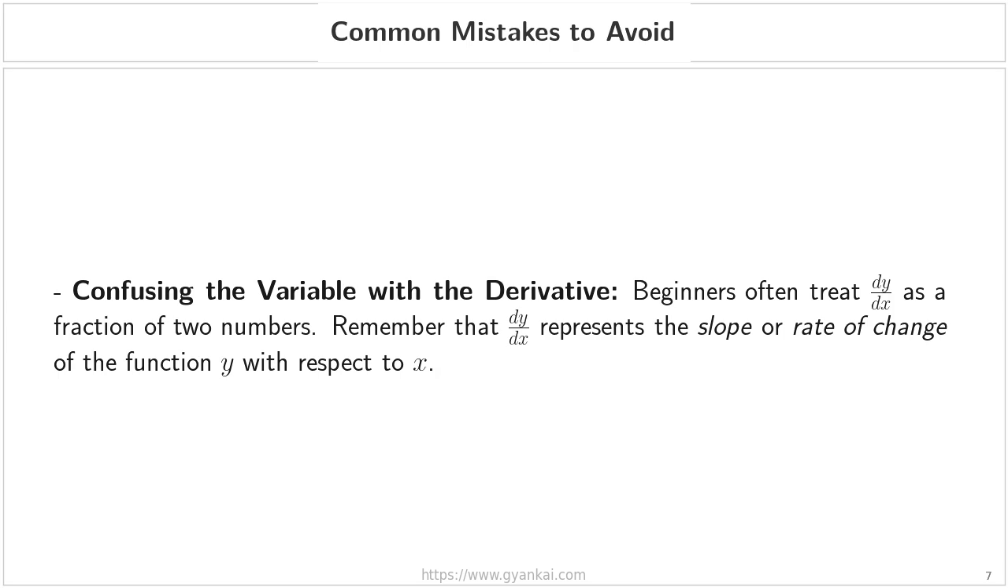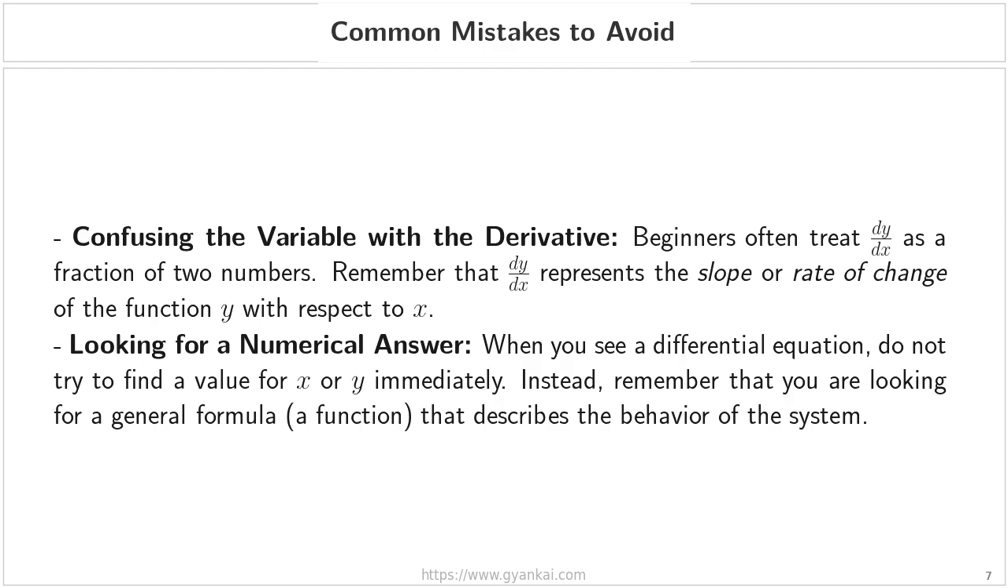Second, try to avoid the habit of looking for a numerical answer. In our earlier slides, we looked at algebraic equations where the goal was to find a specific value, like x equals 1. But as we discussed with the population growth example, when you encounter a differential equation, do not try to find a single value for x or y immediately. Instead, keep in mind that your goal is to find a general formula, a function, that describes the behavior of the entire system over time.